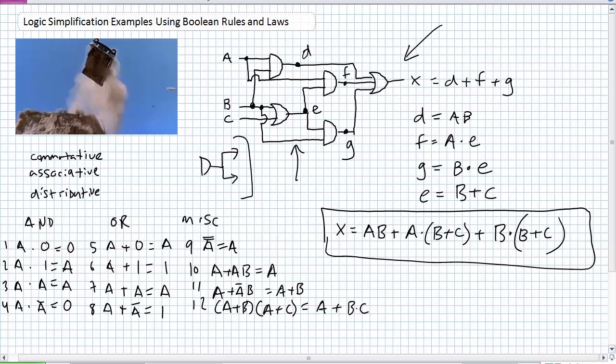Thus far I've been limiting our discussion in the digital electronics courses to black box.